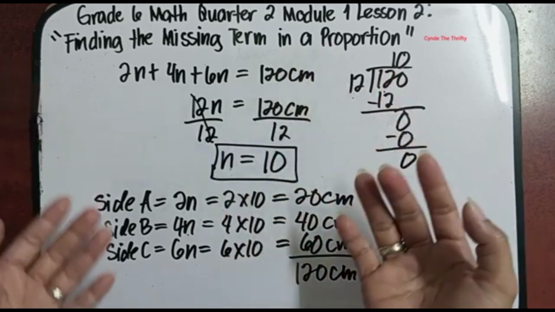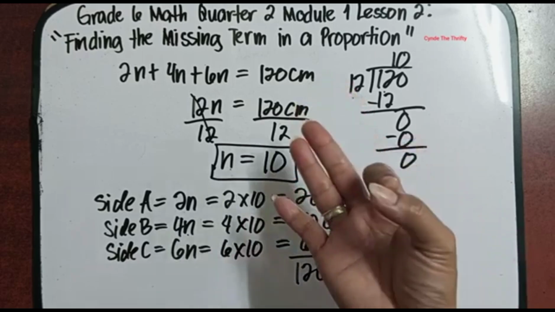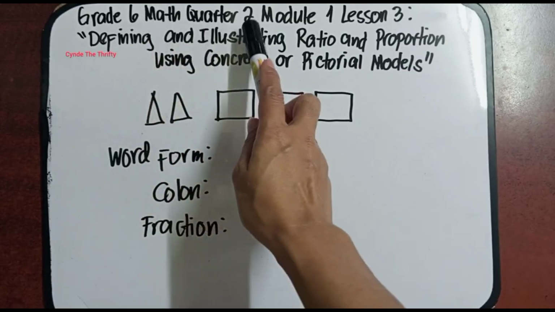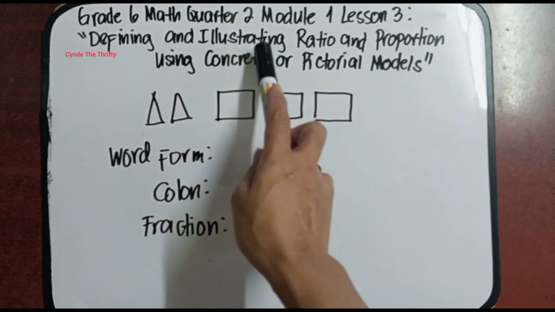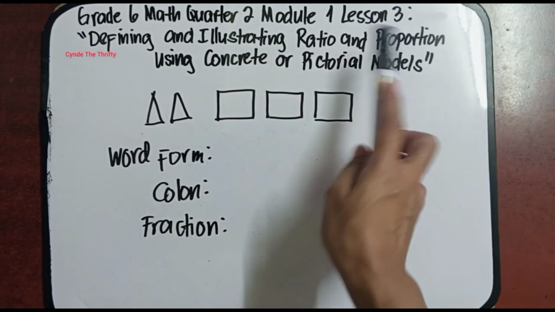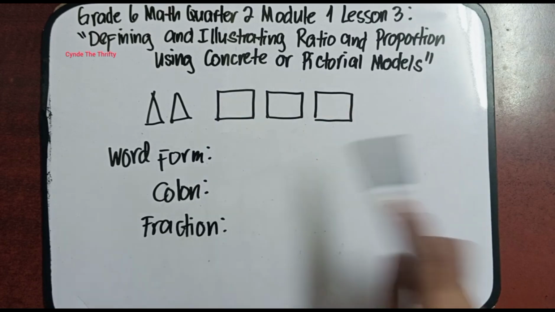So, meron tayong direct proportion, inverse proportion, at partitive proportion. Grade 6 Math, Quarter 2, Module 1, Lesson 3. Defining and illustrating ratio and proportion using concrete or pictorial models.